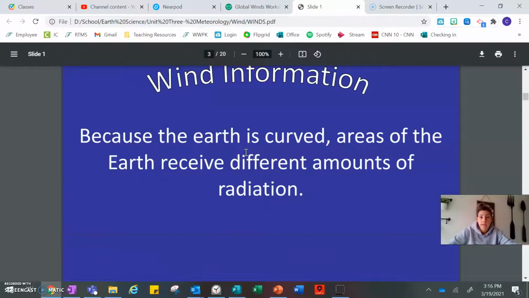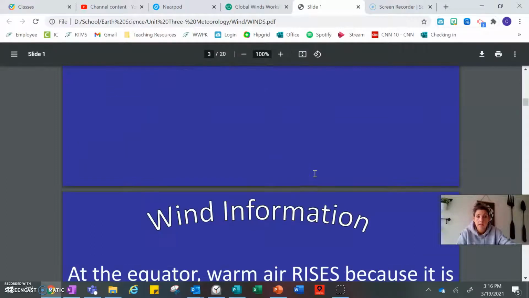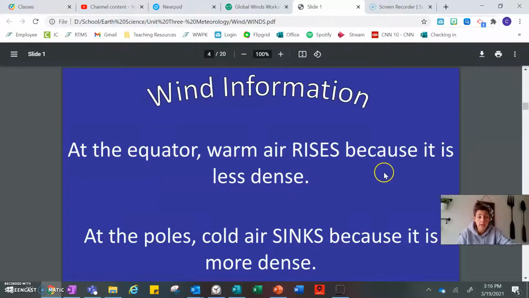So, like I said, because the Earth is curved, different areas get different amounts of radiation, and we know radiation is energy from the sun. At the equator, you have more warm air. Warm air is less dense. The molecules spread apart. We've learned about this a lot with density. And at the poles, your air is more dense, so it sinks. So air wants to move from the poles and sink down towards the equator, and the air at the equator wants to move toward the pole. That happens in the northern hemisphere and the southern.